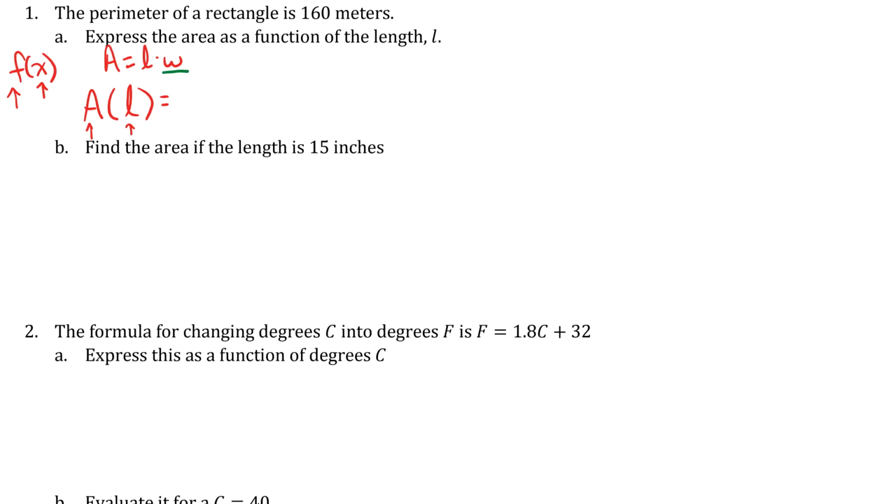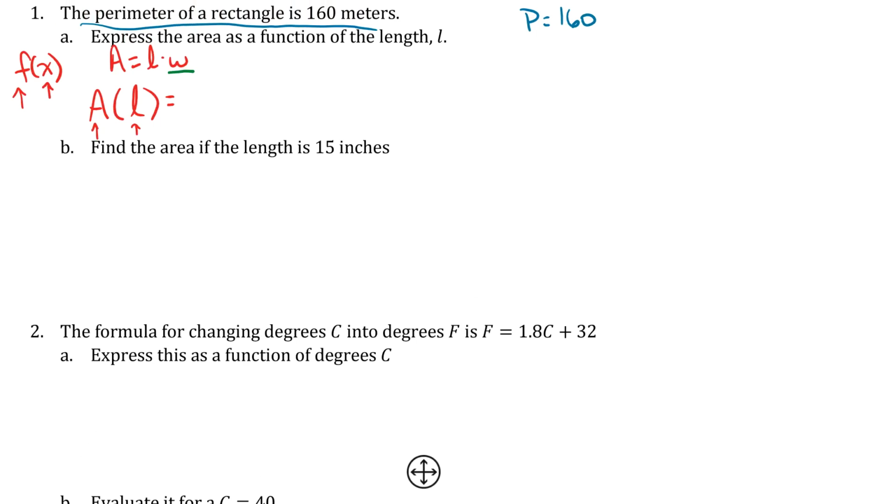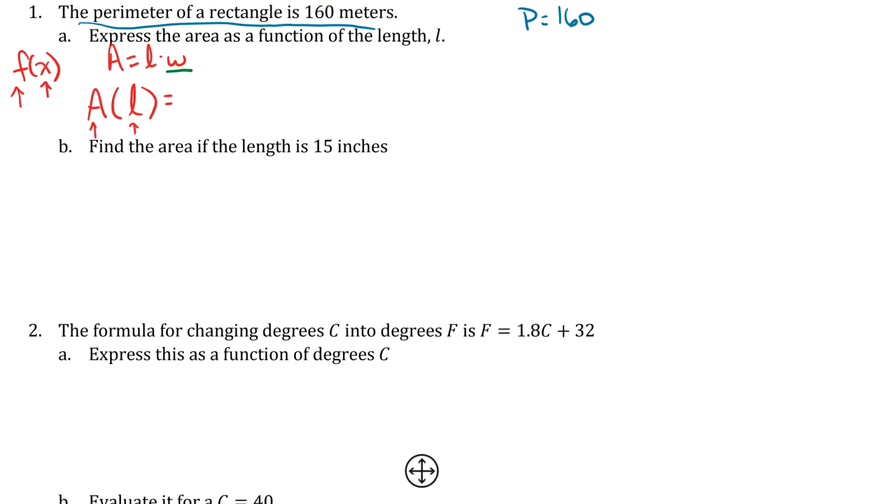That's where we look at this part up here. Before we come back to the A of L part, we're going to talk about the perimeter. We know the perimeter is 160, so perimeter P equals 2 times the length plus 2 times the width. We know P is 160, so we have 160 equals 2L plus 2W.